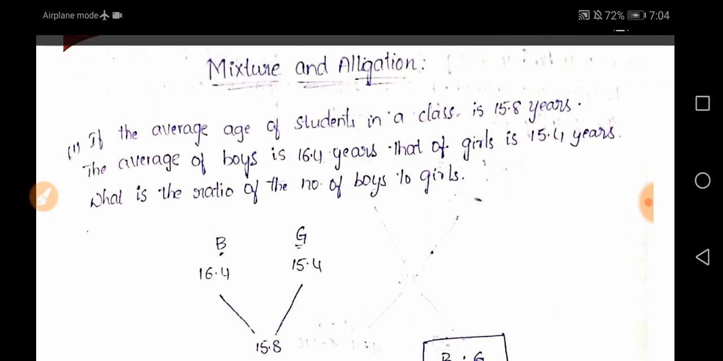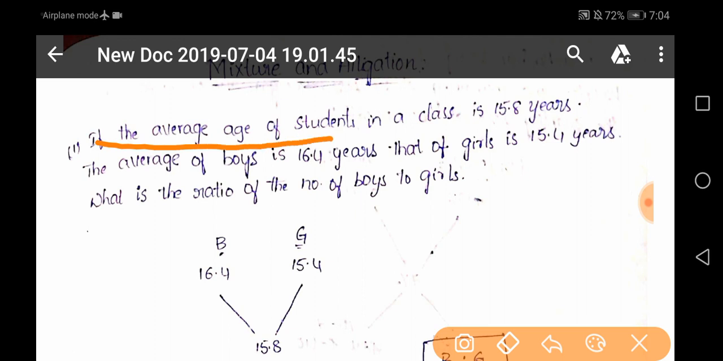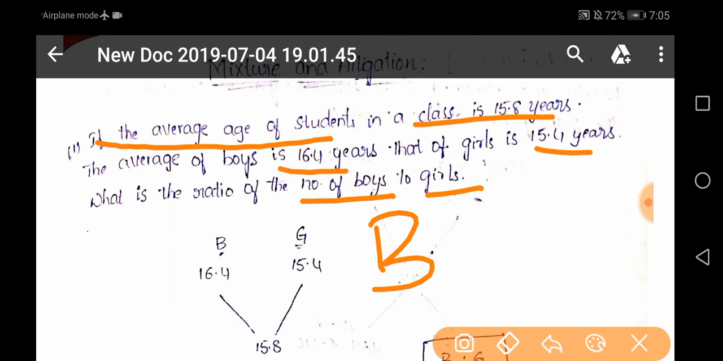So if the average age of the students in a class is given as 15.8 years, the average of boys is 16.4 years and that of girls is 15.4 years, what is the ratio of boys to girls? They are asking boys to girls, what is the ratio. They have given the years. So here you can get questions where they give you a ratio and you have to find the years, or else they give you the years and you have to find the ratio.